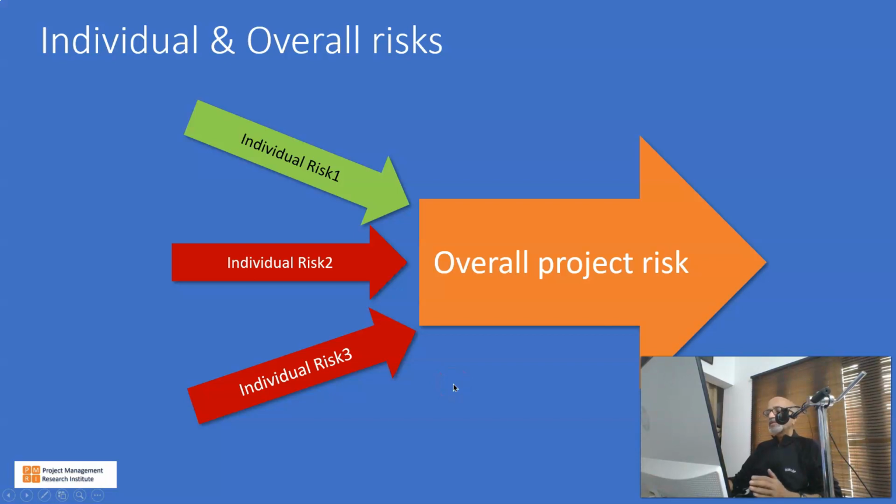Then another classification of risk: there are individual risk items in a project, like risk item 1, risk item 2, and risk item 3. And the cumulative impact of these individual risks will result in overall project risk. So risk has basically two categories: individual risk as well as the overall project risk.